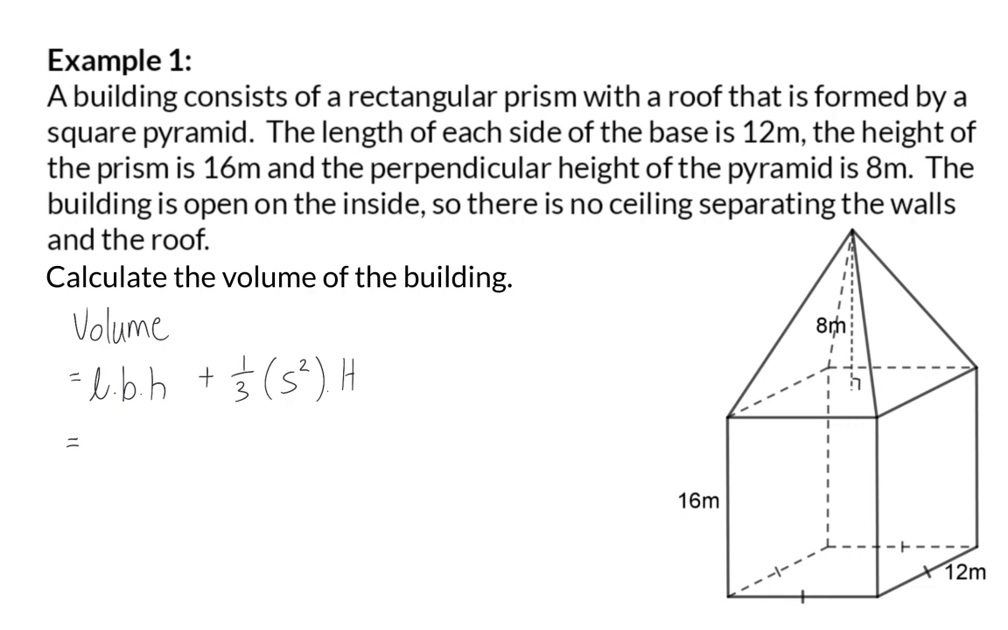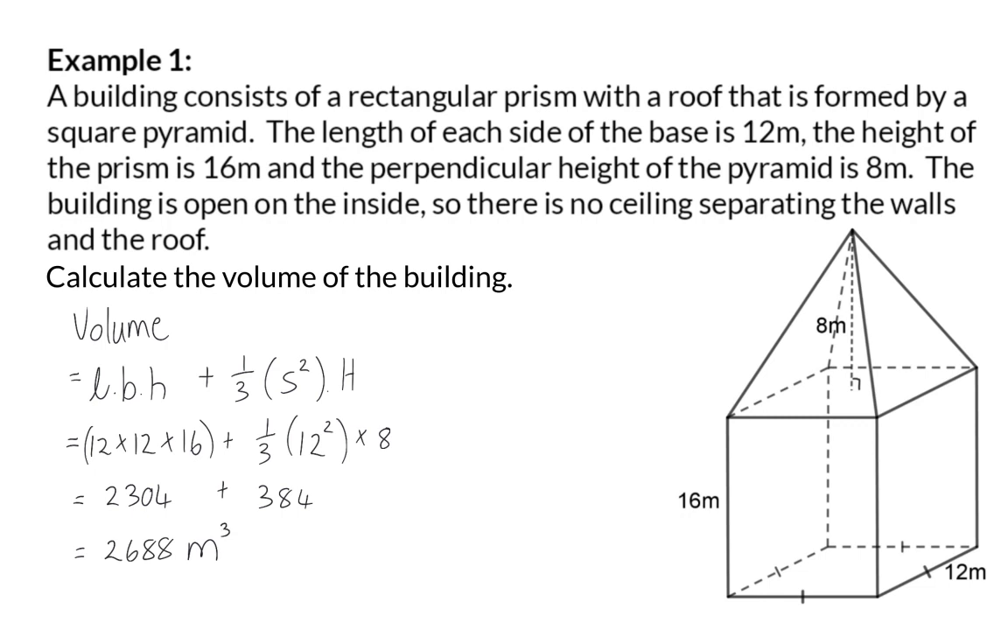So the length, breadth and height of this prism is a 12 by 12 by 16 prism, and then we add to this a third multiplied by the area of the square, which is a 12 by 12 square, and multiply that by the height of the pyramid, which is 8. So the volume of this building is then 2688, and the unit for volume is always the unit cubed.